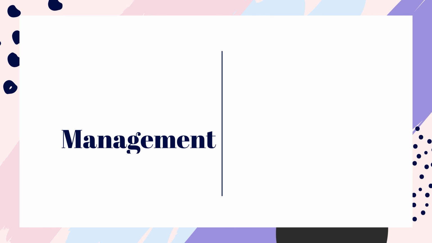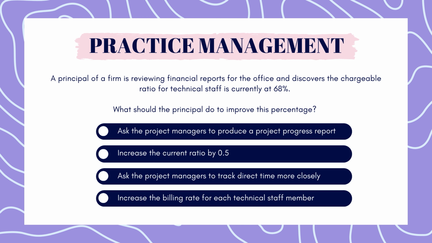A principal of a firm is reviewing financial reports for the office and discovers the chargeable ratio for technical staff is currently at 68%. What should the principal do to improve this percentage? Ask the project managers to produce a project progress report, increase the current ratio by 0.5, ask the project managers to track direct time more closely, increase the billing rate for each technical staff member. Feel free to pause here to answer.